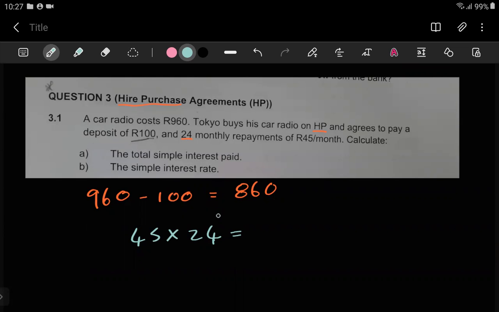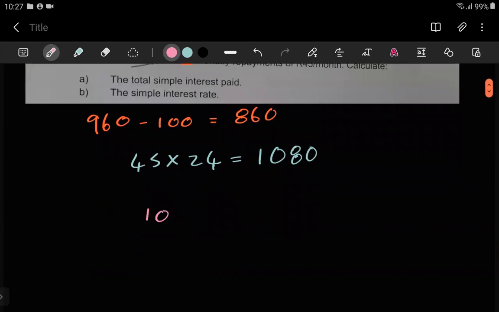So let's see in the calculator. What is 45 times 24? 1080. So in total, he paid 1080, right? So what we know is 1080 minus 860. What does that give us? That gives us 220. So that's the total interest.